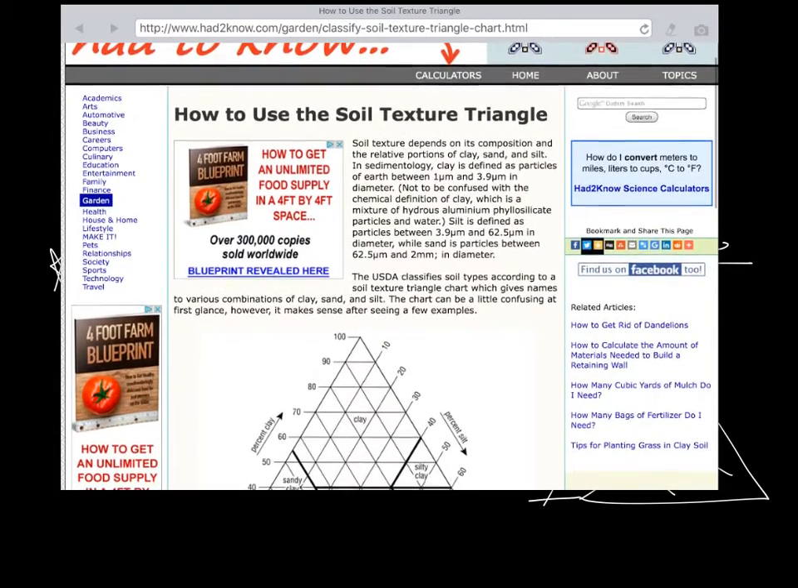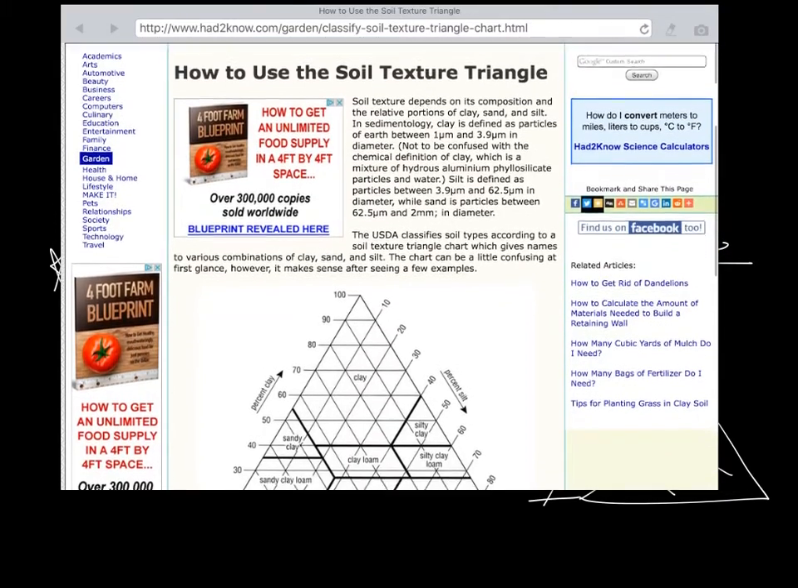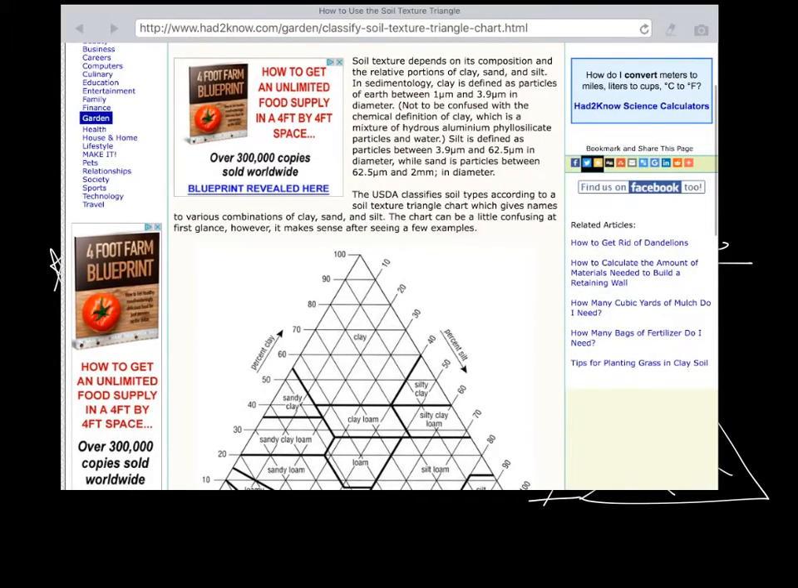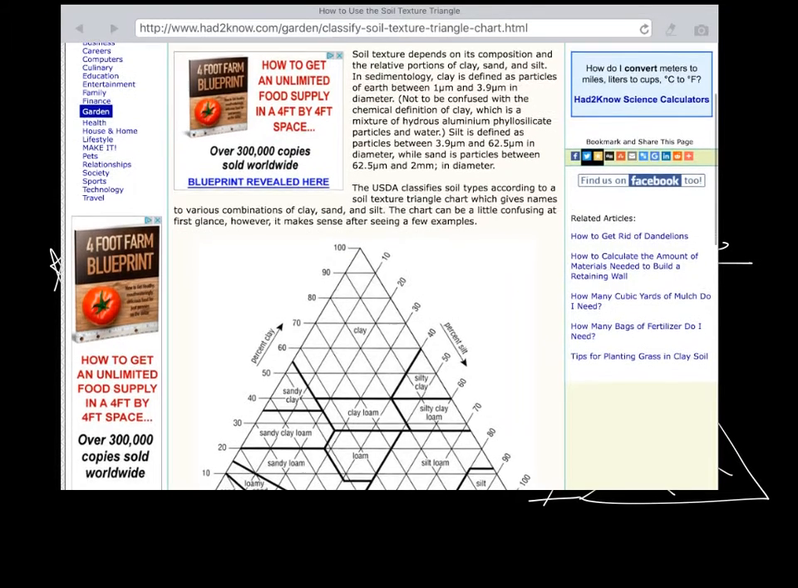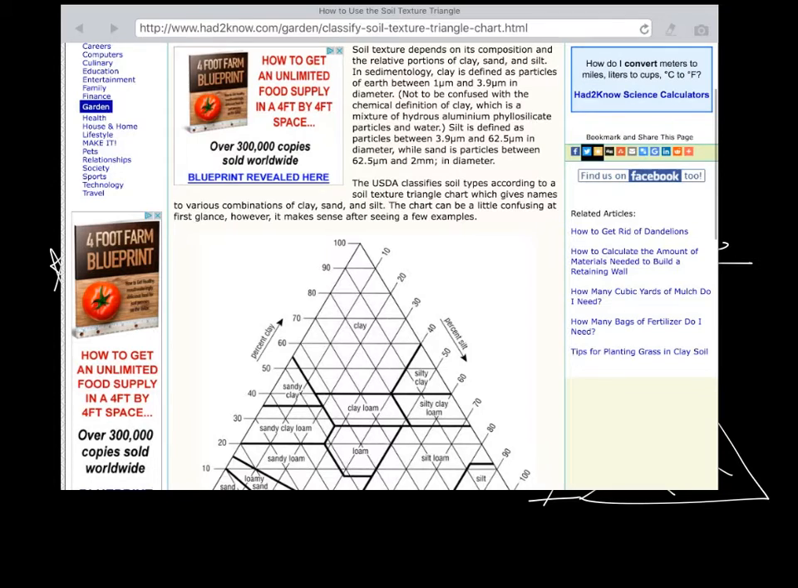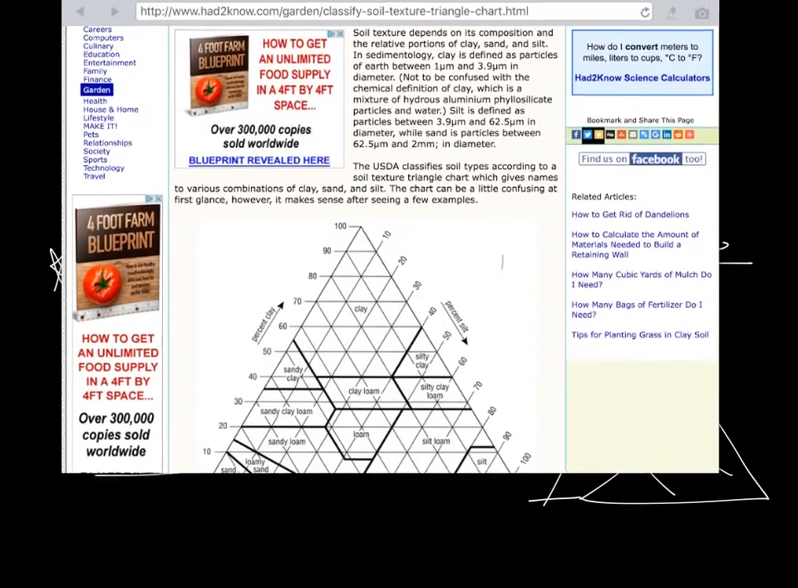Okay, so I hope this will show up on the PowerPoint. We'll see. Soil texture triangles depend on the composition and relative proportions of clay, sand, and silt. In sedimentology, clay is defined as particles of earth between 1 micrometer to 3.9 micrometers in diameter. The same thing, you can look here at what silt is defined as, and what sand is, all those sizes. So the USDA classifies soil types according to a soil texture triangle chart, which gives names to various combinations of the clay, sand, and silt.